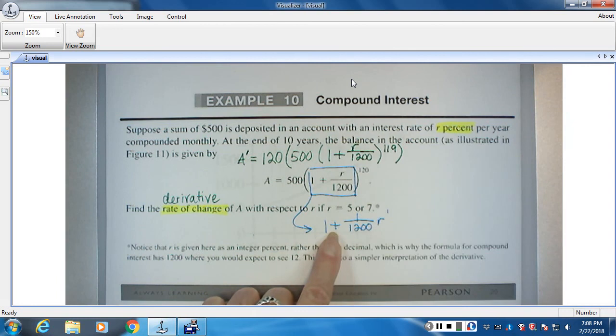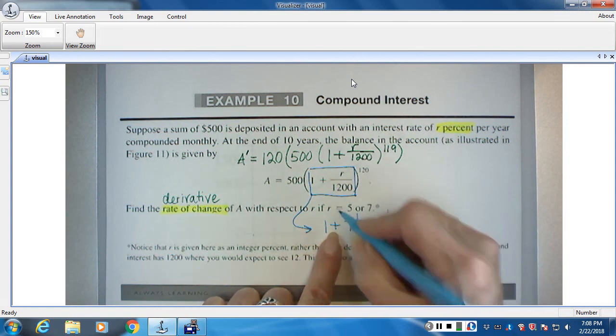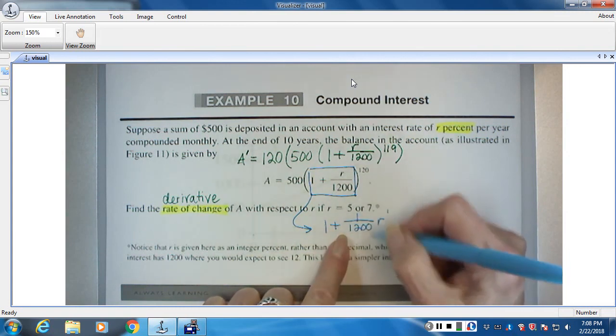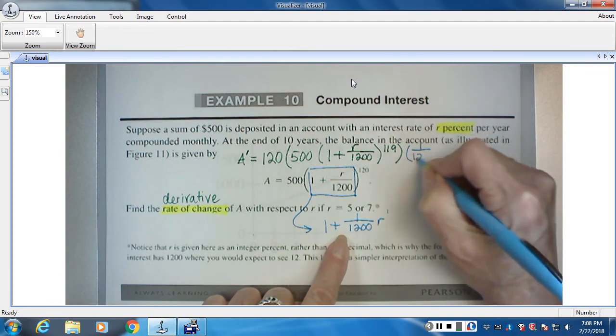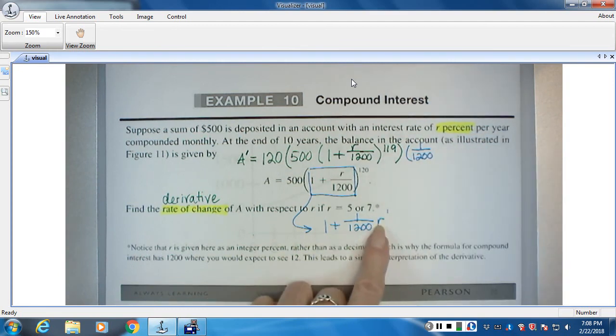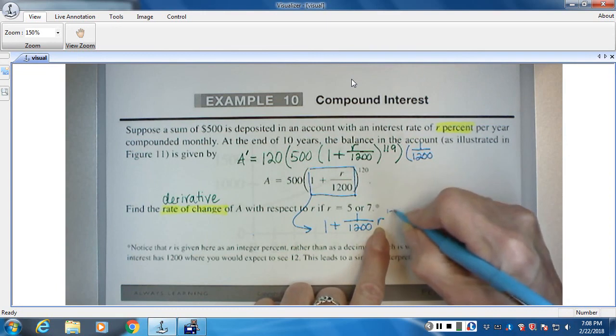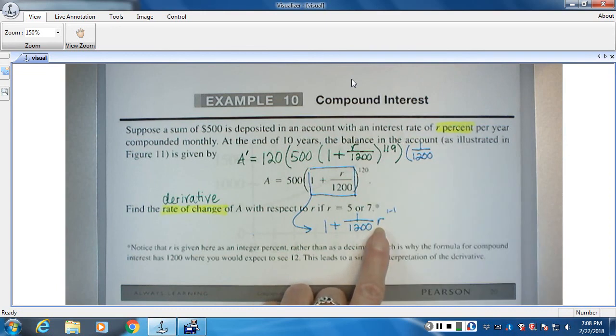Plus, what's the derivative of a number in front of R when R is just being raised to the first power? It's just a number. Because when I pull that 1 down in front, that's 1 times 1 over 1,200. And then what happens to R? It goes away. Because when I take its exponent and reduce it by 1, it has no exponent anymore. It's a 0. So it becomes 1. So the derivative of what was inside those parentheses is just 1 over 1,200.